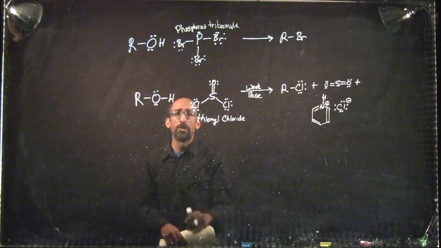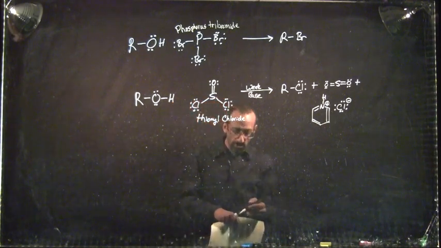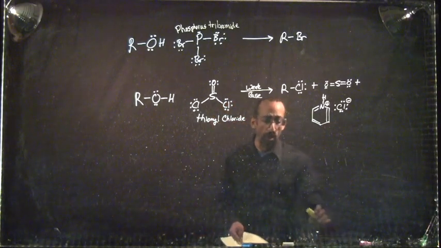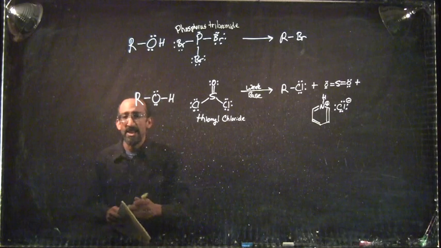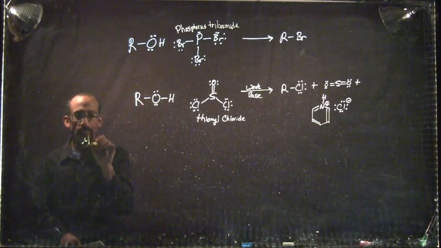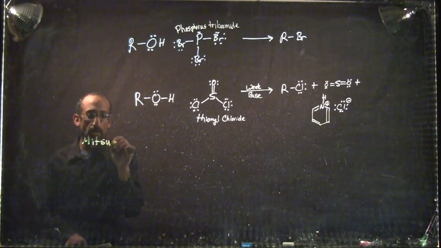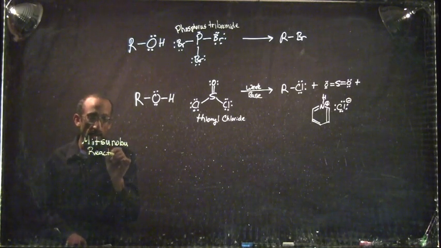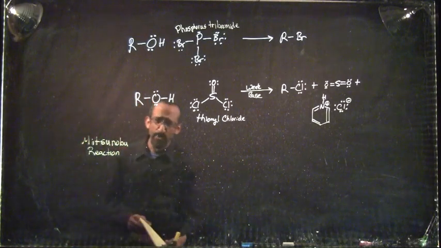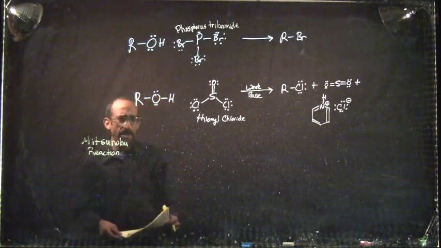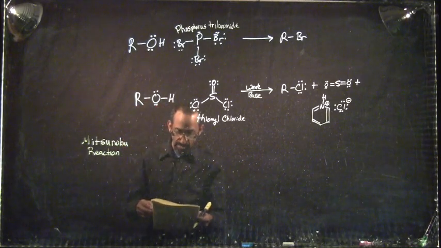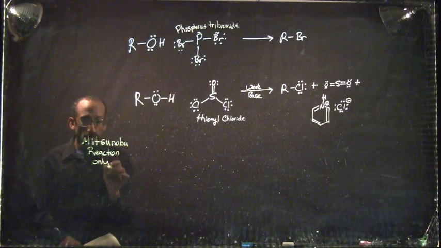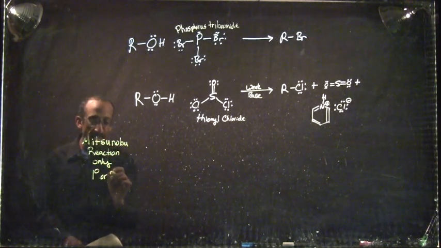And the last reaction I'm going to want to show you is our first so-called named reaction that we're going to encounter in Chem 201 and 202. And this is known as the Mitsunobu reaction. It is named for the chemist who discovered it, Mitsunobu. I forget his first name at the moment, so you'll have to forgive me there. Now, the Mitsunobu reaction is only for primary or secondary alcohols.